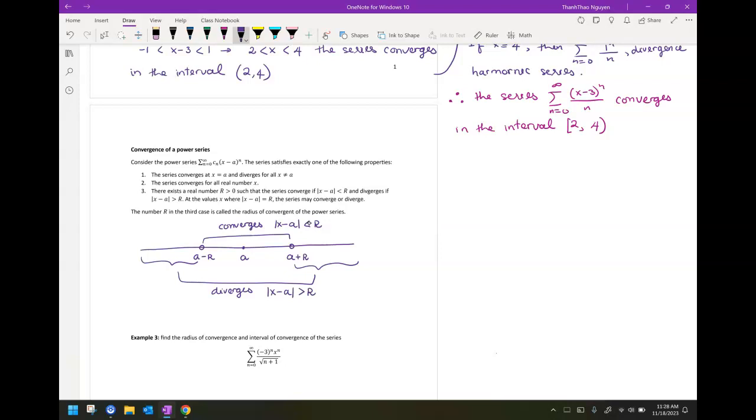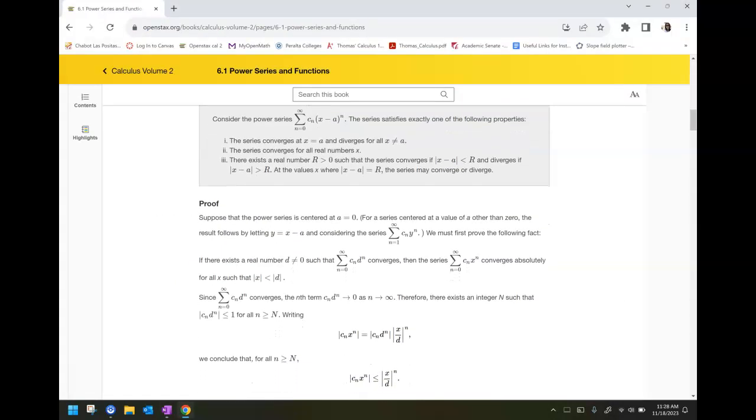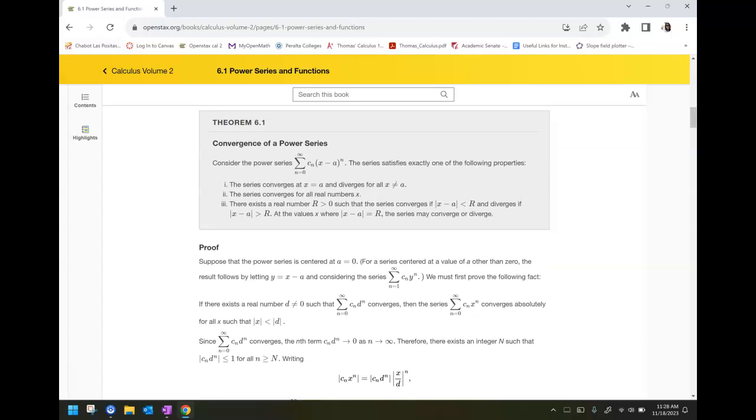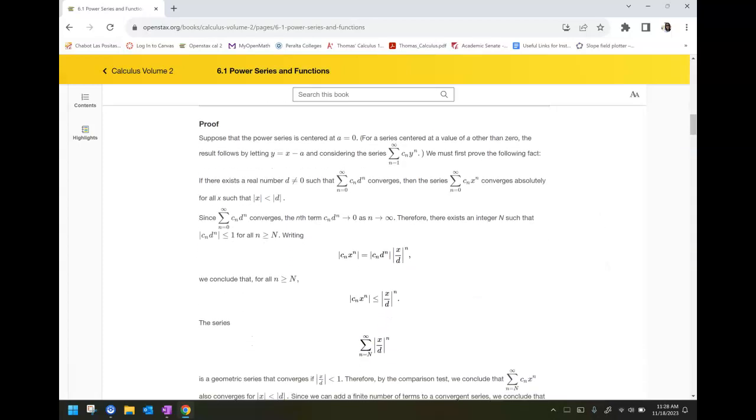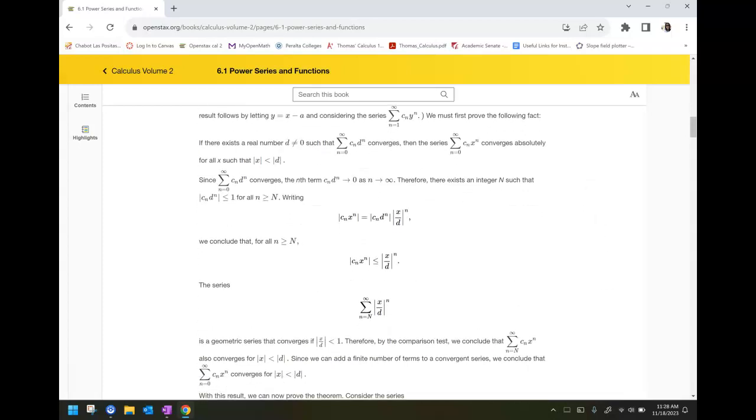Again, we have to consider a separate case. What happens at x equals a minus r and what happens at x equals a plus r? Or, excuse me, what exactly happens when the absolute value of x minus a equals r? Now, the proof for this is given in your book, in 6.1 Convergence in Power Series. So read that and let me know if you have questions or if you want to go over it a little more in detail.